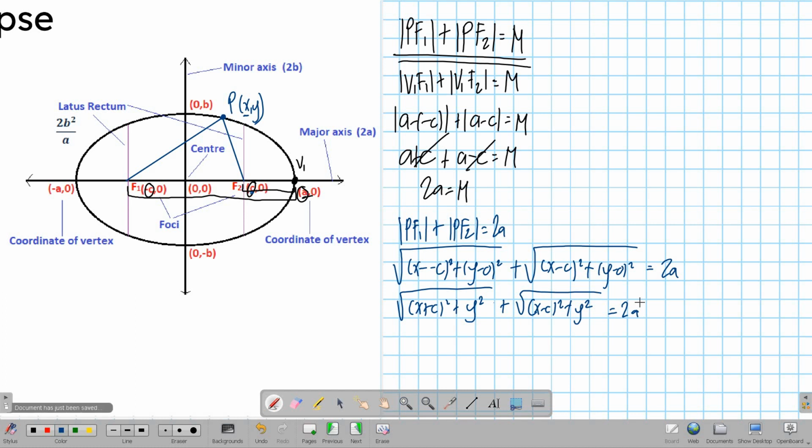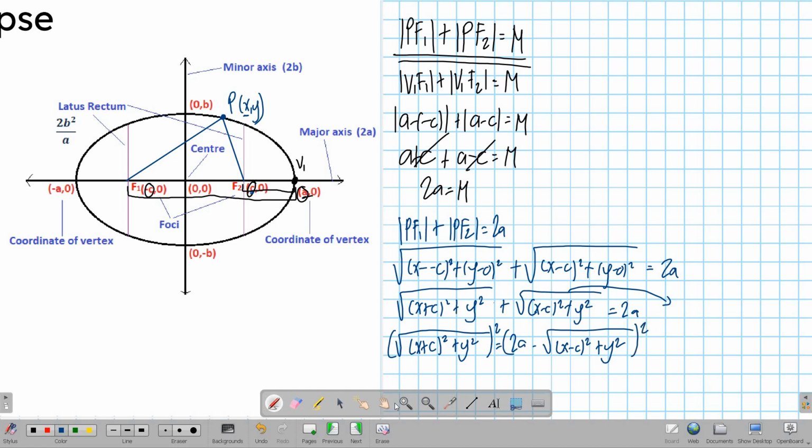We would need to simplify this by removing the square roots, and it is advisable to just leave one radical on one side, because if we leave the two radicals there, it would be a bit difficult to work with because it gets a bit more complicated of a radical. So we should transpose. Let's transpose this one here. I'm going to have the square root of (x plus c) squared plus y squared is now equal to 2a minus the square root of (x minus c) squared plus y squared. Now we can square both sides.